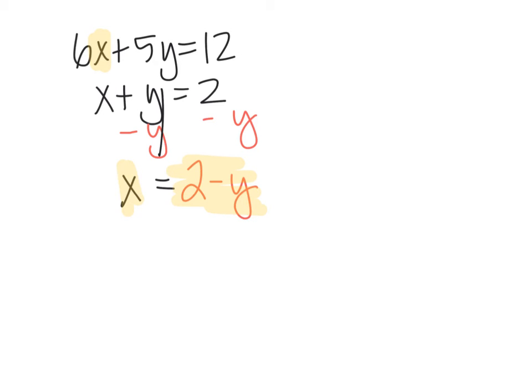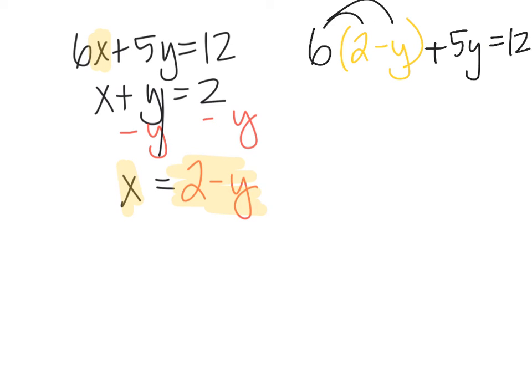So I'm going to do that off to the side over here. So I'm going to do 6, and then instead of x, I'm going to write what x is equal to, which is 2 minus y, plus 5y equals 12. Now I've got to do some algebra, and this is why I don't prefer the substitution method, because this is where I make mistakes. So I'm going to distribute, and I only distribute to what's in the parentheses, so I get 12 minus 6y plus 5y is equal to 12.